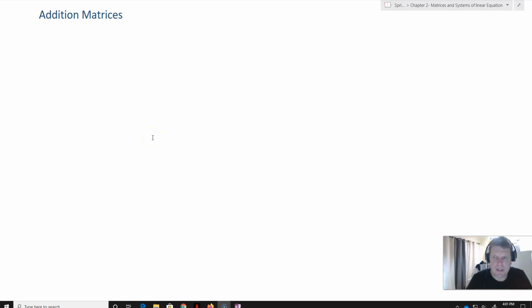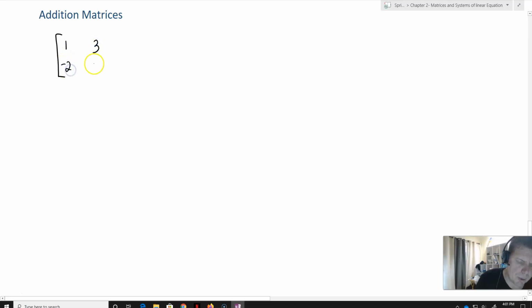So the last set of matrices that we're going to be looking at are the addition matrices. These are the elementary row operation matrices that allow us to add scalar multiples of two rows. Let's say, for example, I've got 1, 3, and -2, 4, and I want to zero out this entry. So I'm going to add 2 of row 1 to row 2.